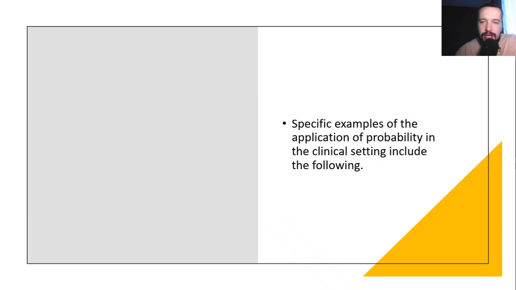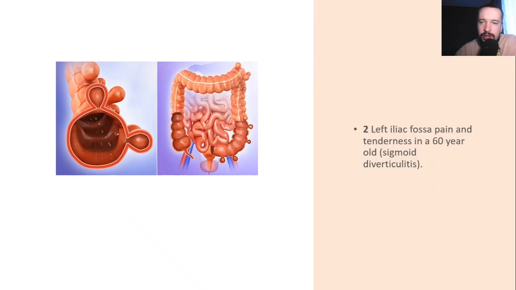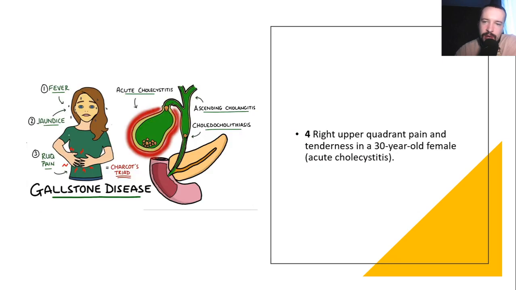Specific examples of the application of probability in the clinical setting include the following. First, recent onset of abdominal pain in the right side of the abdomen and anorexia in a previously well young man: acute appendicitis. Second, left iliac fossa pain and tenderness in a 60-year-old: sigmoid diverticulitis. Upper abdominal pain, back pain, and vomiting in a non-alcoholic: acute pancreatitis. Right upper quadrant pain and tenderness in a 30-year-old female: acute cholecystitis. And more often, these women have had one or two pregnancies before.